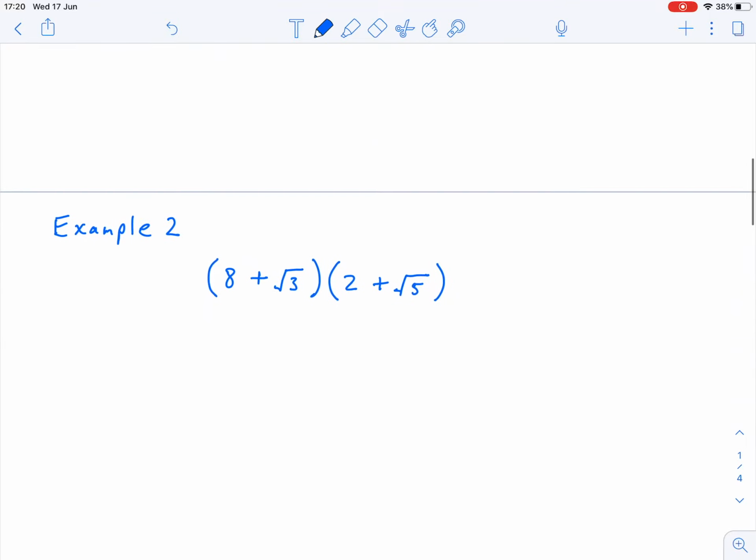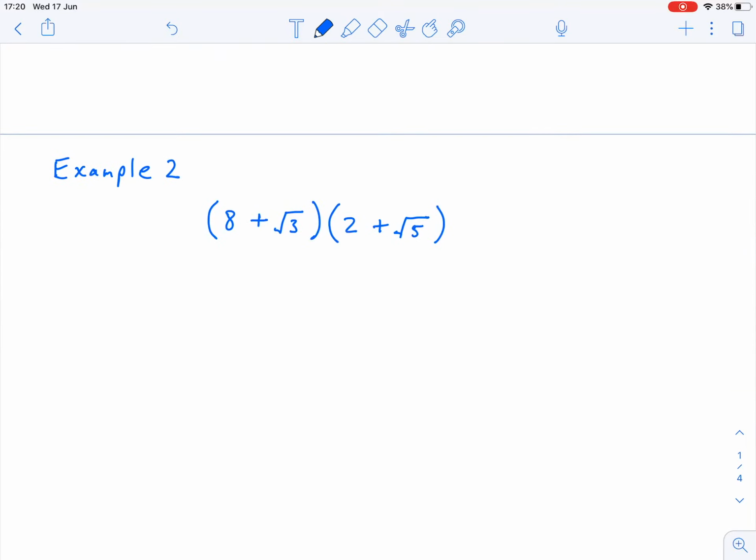Second example. This would be unusual if this one came up on an exam because there's no simplifying to do. There's no collecting like terms. This would give me 8 times 2 is 16. 2 times root 3 is plus 2 root 3. Now I'm going to multiply the first bracket by root 5. 8 times root 5 is plus 8 root 5.